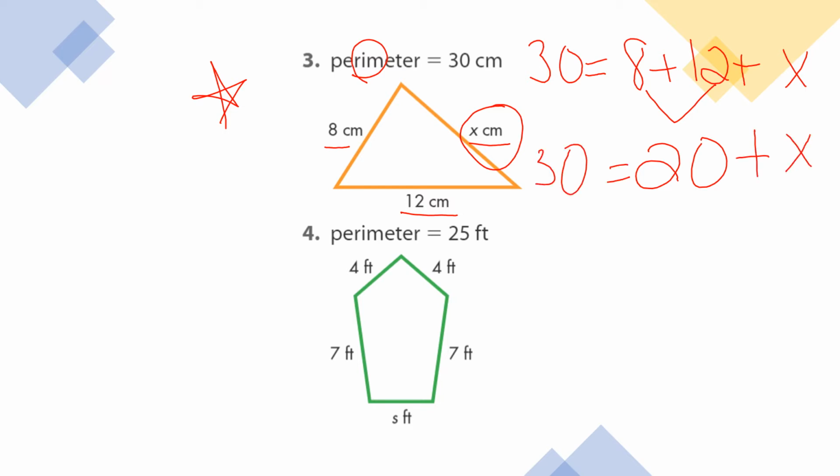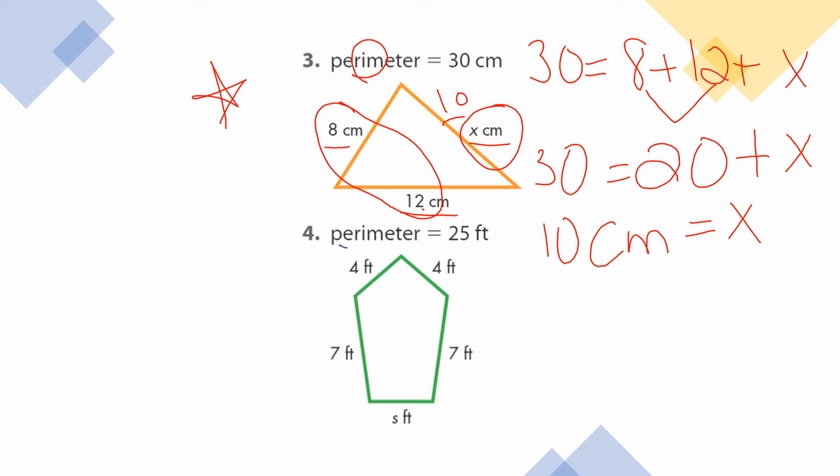And this just goes back onto your fact family days. So what plus 20 is going to give me 30. And so I know that X is going to be equal to 10 centimeters. So X here is 10. And if I were to put 10 in here, I would get 8 and 12 equal 20, plus my 10 gives me 30. So I can check and make sure that I get the correct answer.